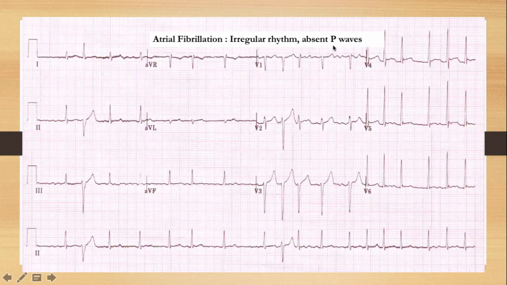If the P waves are absent and the rhythm is regular, then it is either junctional tachycardia or flutter or some other sort of rhythm. For the AFib to be called, it has to be irregular.